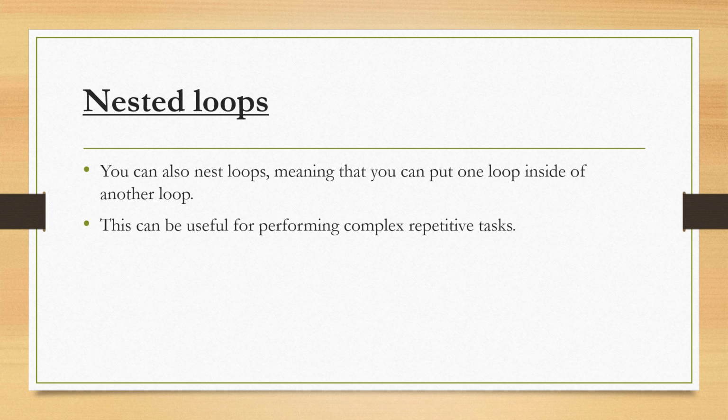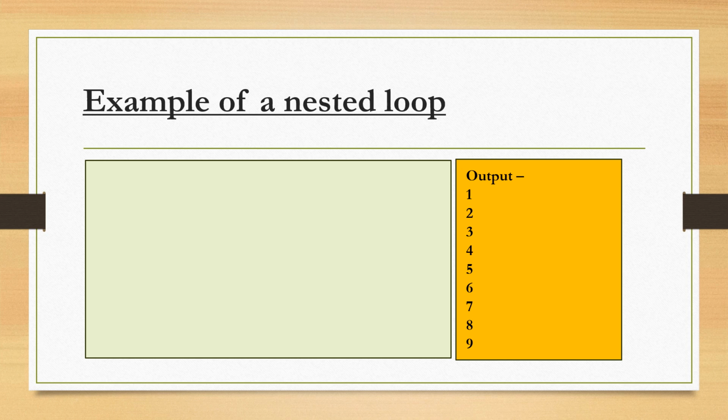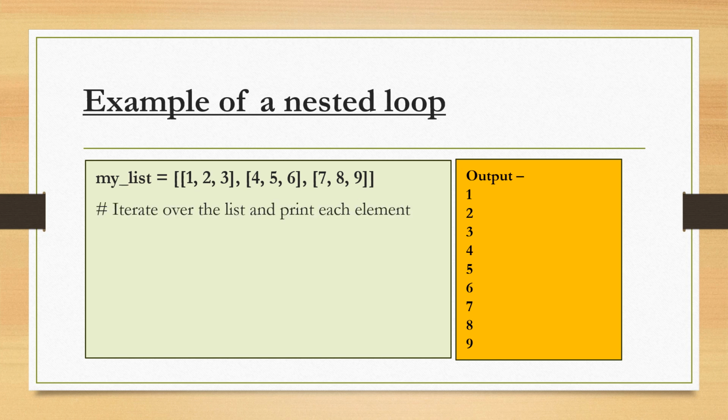This is the basic course, so we are not going to cover all these topics of nested loops, because this is complex. Now we are going to see one example of a nested loop. We have created one list. We are going to see lists in our further videos. So in my list, we have created one list, and now we have to iterate over this list and print each element. Now for, so we have used a for loop.